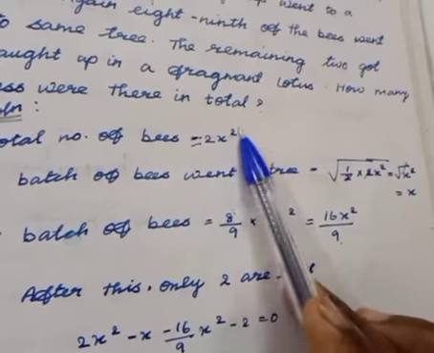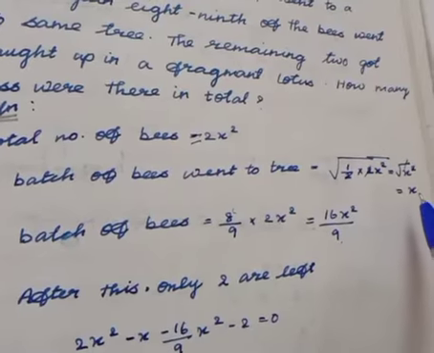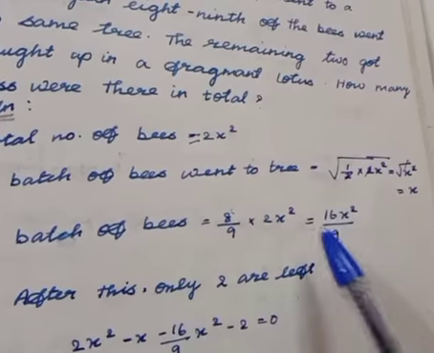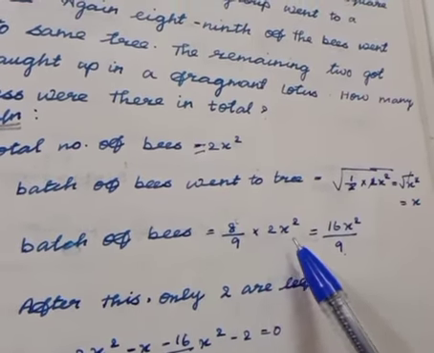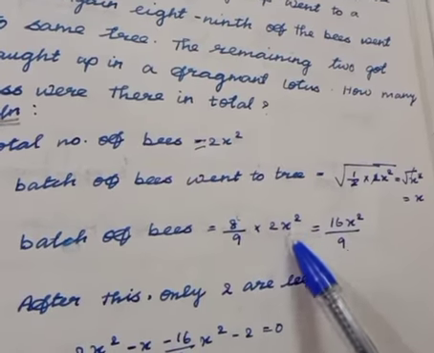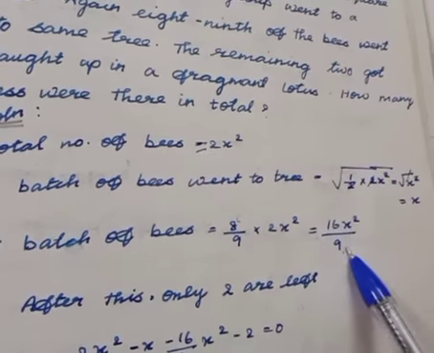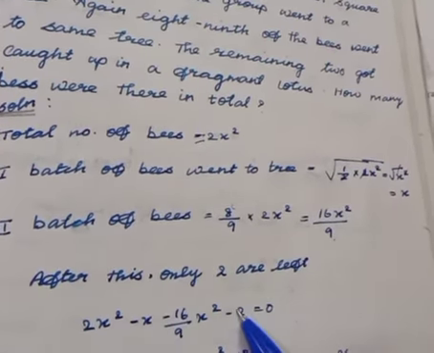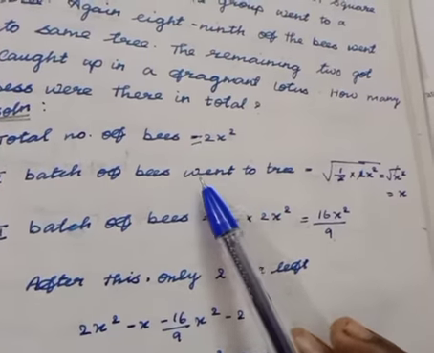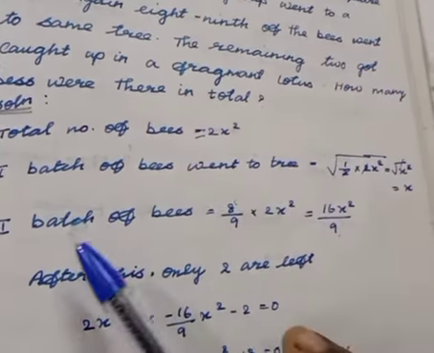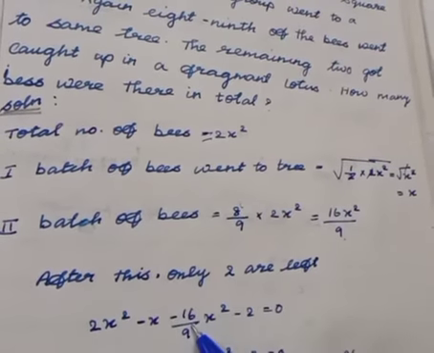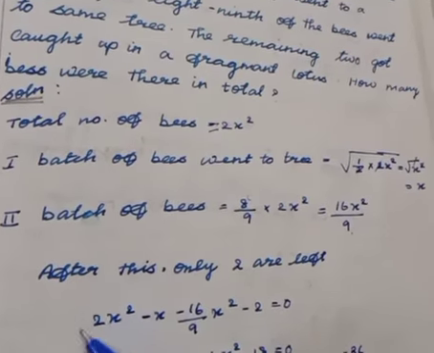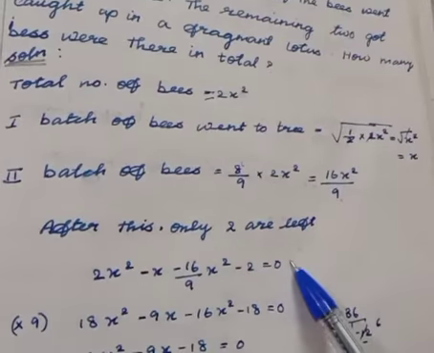Yes, total number of bees is 2x². This x, the number of bees that went to the tree, x. Then the 8/9 of bees went to the same tree. So that is 8/9 into 2x², that is 8 2s are 16x² by 9. So from this total number of bees you have to subtract these, the first batch and second batch, then the remaining 2 also you have to subtract from this total, that is equal to 0.